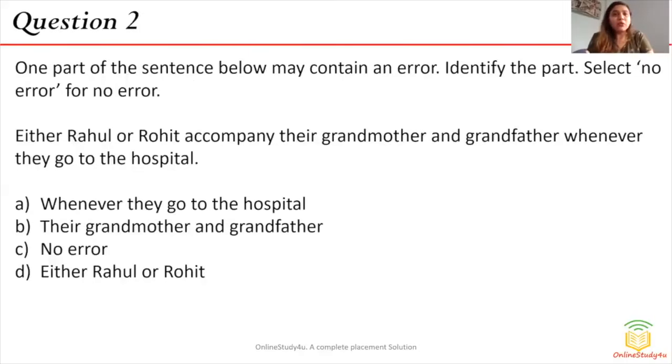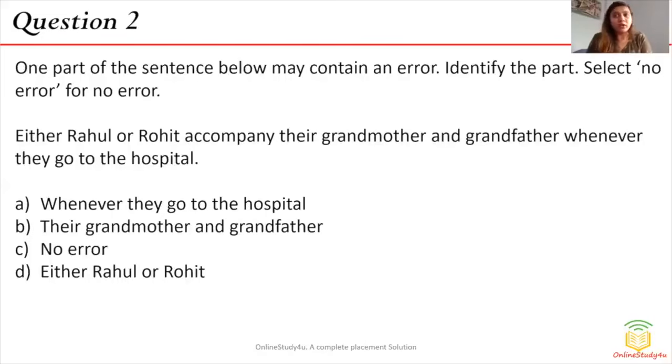Now, when we come to question 2, so it is a simple spot the error question where there may be an error, there may not be an error. So we have to find out once we read the entire sentence. Either Rahul or Rohit accompany their grandfather and grandmother whenever they go to the hospital. Okay. And we have 4 options, right?